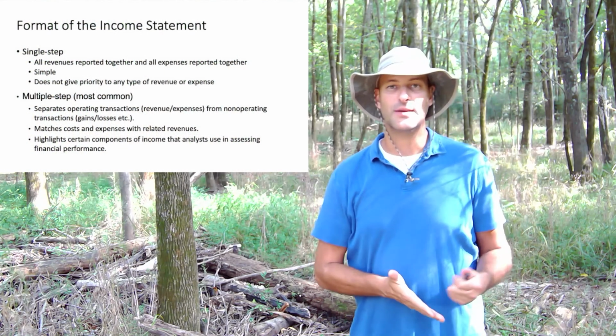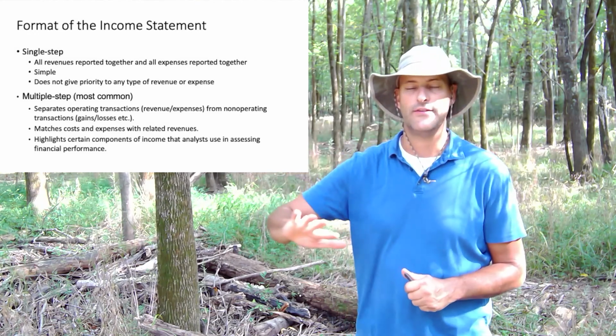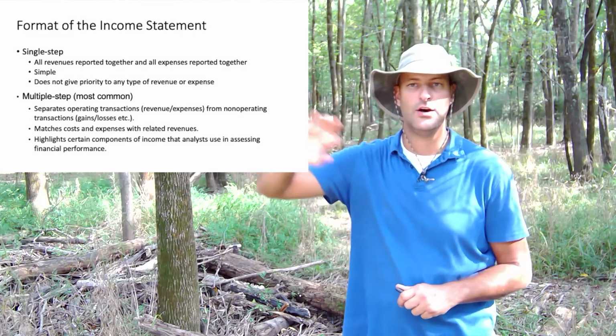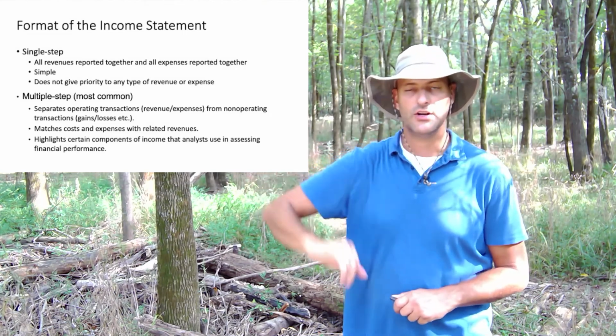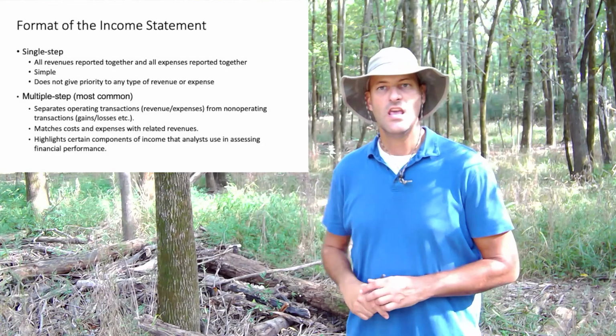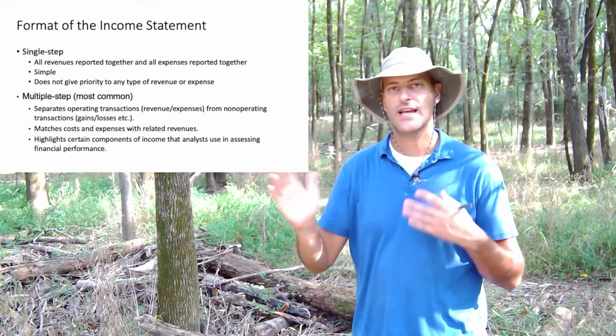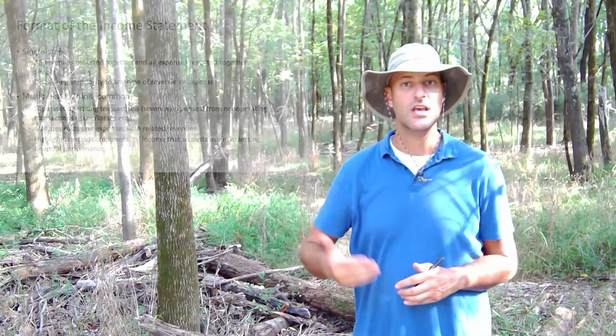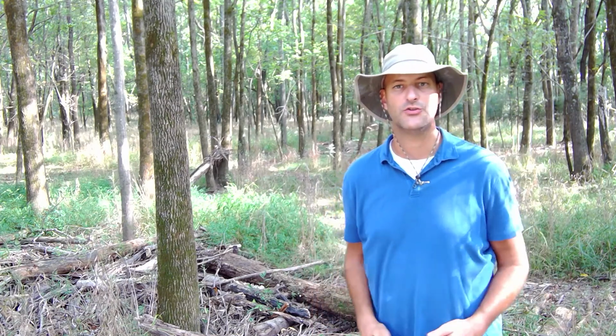First of all, in a single step statement, we combine all of our revenue and all of our expenses. So we have our revenue, one sales account, or however many, we just put them all together, and we put all of our expenses together, and we have net income at the bottom. This doesn't give any priority to any type of revenue or expenses, or try to match up revenue to expenses. For instance, it doesn't match up cost of goods sold to revenue. It just lists that as one of your expenses. So your cost of goods sold is just one type of expense. You don't get reported any kind of gross profit figure like you would in a multi-step income statement.